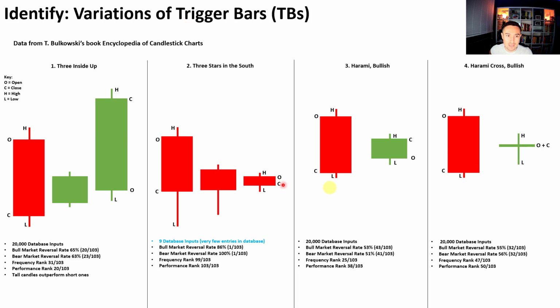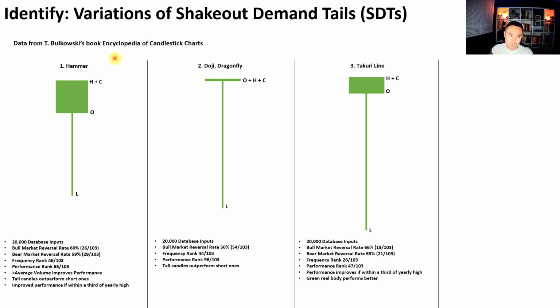Now here's some of the data from Thomas Bulkowski's book Encyclopedia of Candlestick Charts. Again, this is just recapping the recent blueprint video that has gone out. It's on the channel. If you haven't watched it, I highly recommend you watch that. And then there's type of shakeout demand tails as well.